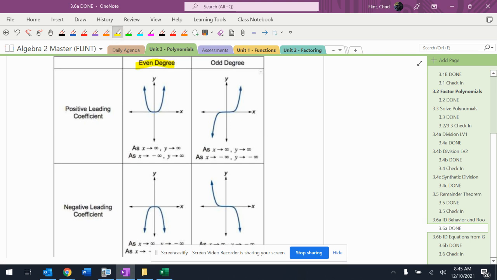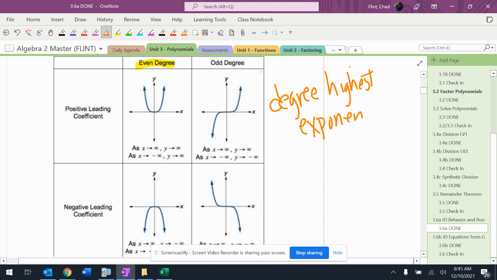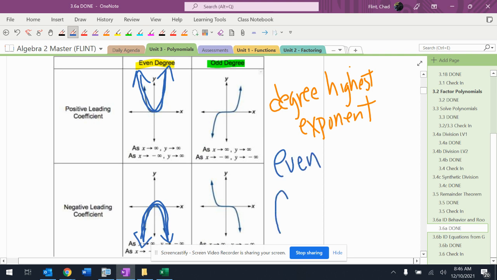So if I have even degree, remember that degree is the highest exponent. And obviously even numbers, I think we know what those are, and odd numbers. All right, so even degrees are going to both point in the same direction. So they're either going to both go up, like in this graph right here, so they're U's, or they're both going to point down. Now they could have extra turns in there. So an even could look like this. But the key is that the tails, the ends, have to point in the exact same direction for it to be even.